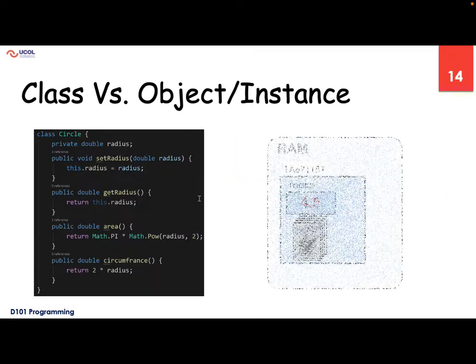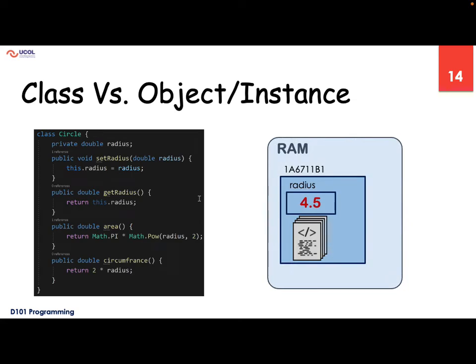Here we have a circle class, and this is our actual object which exists inside the RAM. So the class, where we have written down the code, that is a design, that is a blueprint, and the actual object, they are two different things. Is it clear?